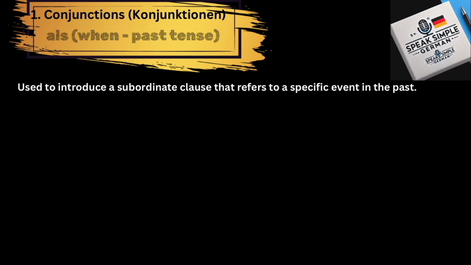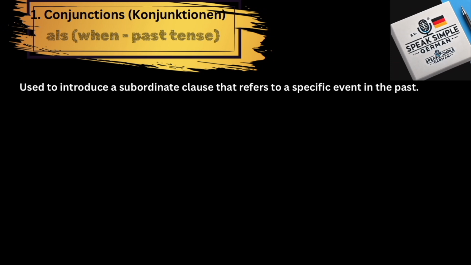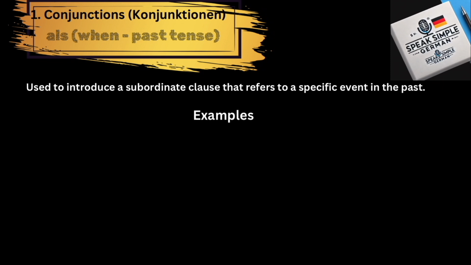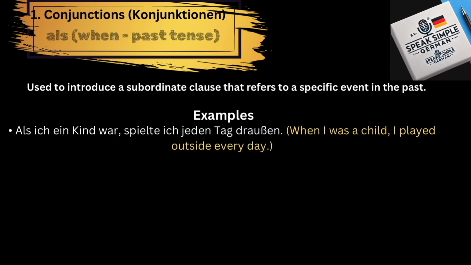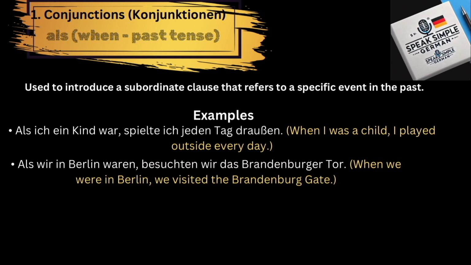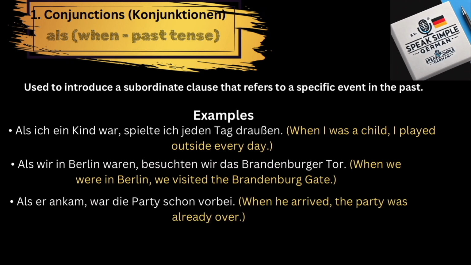Als, meaning "when", is used to introduce a subordinate clause that refers to a specific event in the past. Examples. Als ich ein Kind war, spielte ich jeden Tag draußen. Als wir in Berlin waren, besuchten wir das Brandenburger Tor. Als er ankam, war die Party schon vorbei.